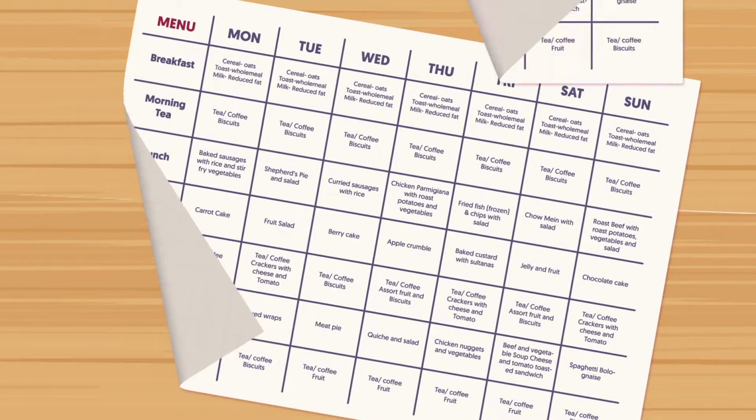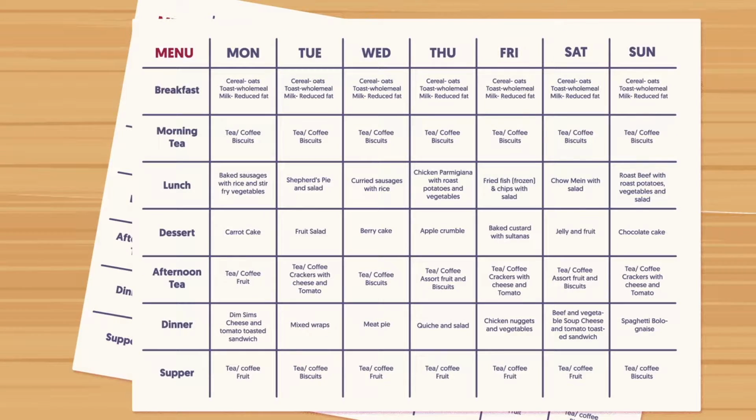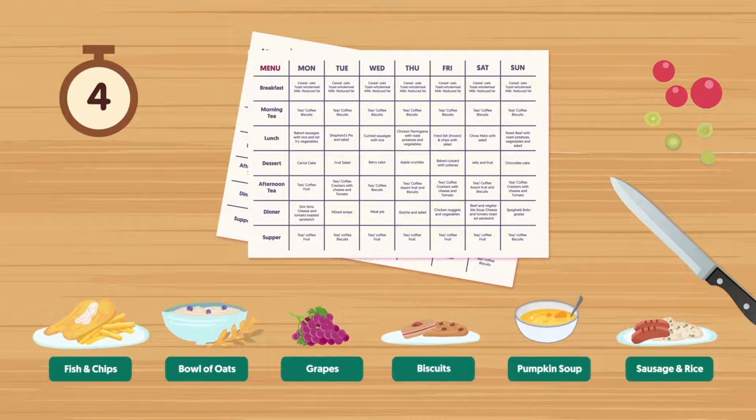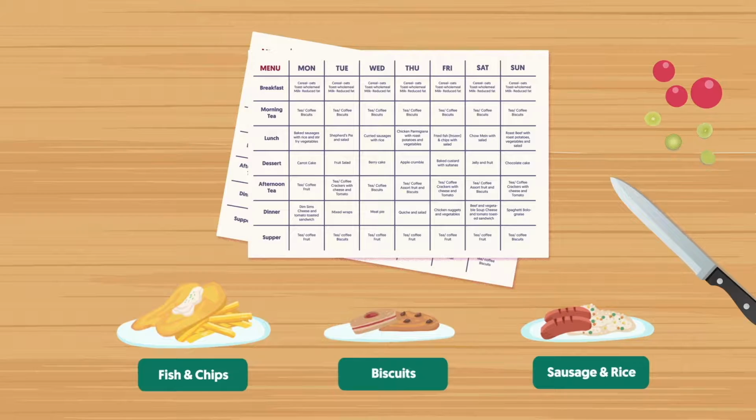Now, let's see an example of a menu from an SRS. From the items shown below the menu, see if you can correctly identify the discretionary foods. So, how did you go? As you can see, of the 6 items, 3 were from the discretionary foods group.